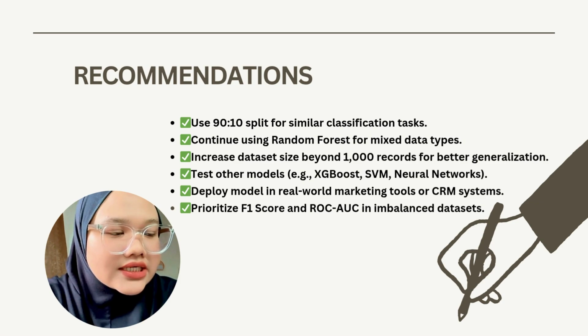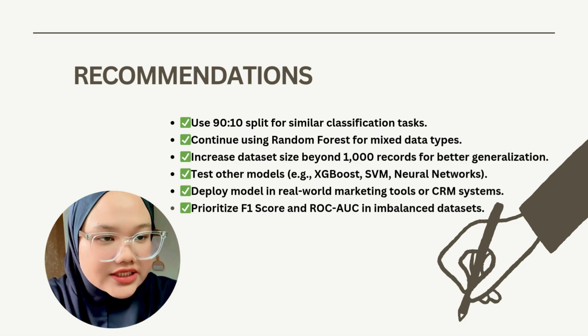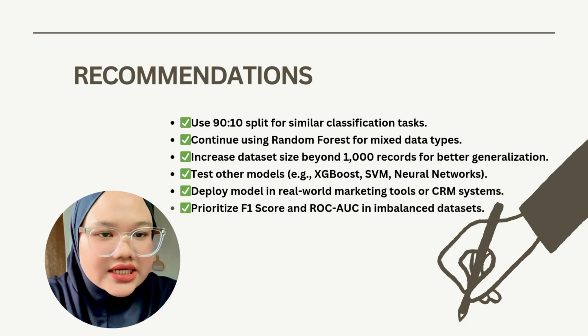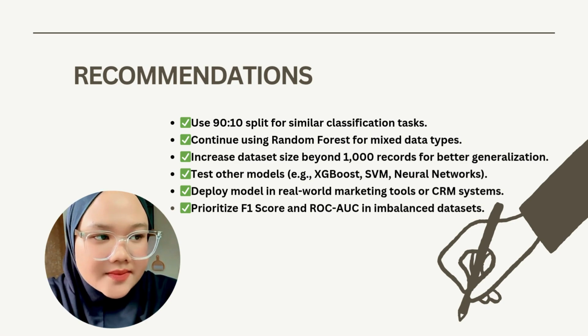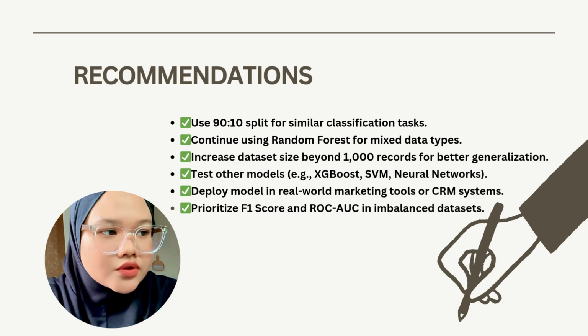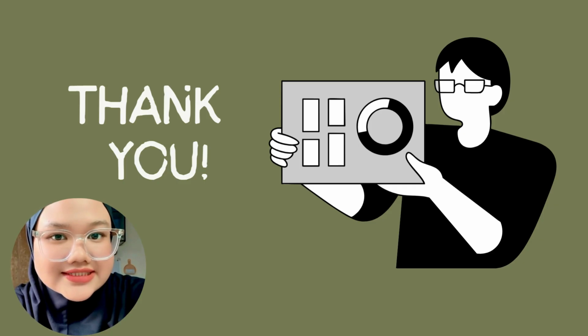Lastly, when working with unbalanced data, it's better to focus on F1 score and ROC AUC, not just accuracy. This gives a clearer picture of how well the model really performs. So, by following these steps, future projects can build better models and help companies make smarter data-based decisions. So, that's all from us.